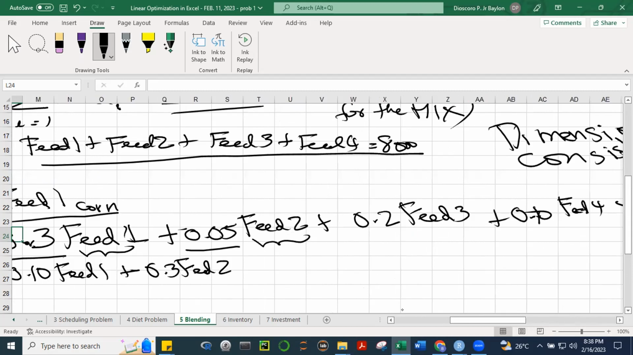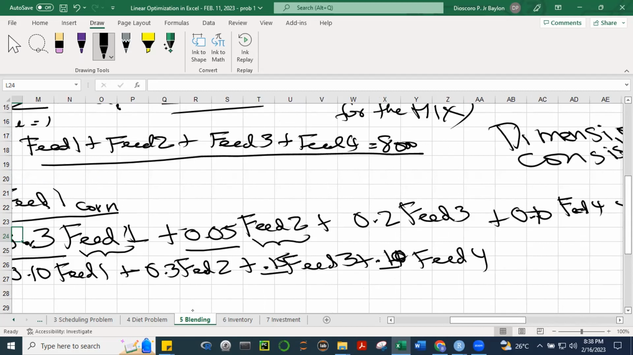Could you kindly dictate, please? What's the next one for feed 3? And then feed 4. What's the proportion for feed 3? 15%, 0.15. Okay, 0.15 for feed 3. And then 0.10 for feed 4. Okay, thank you.